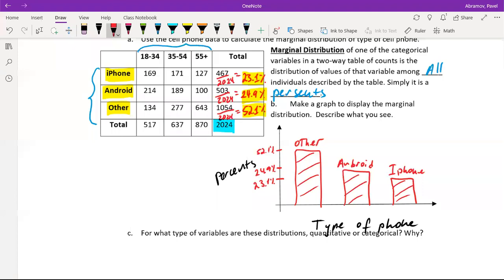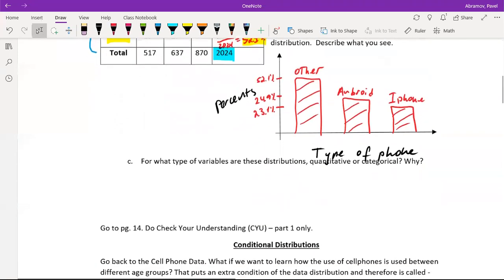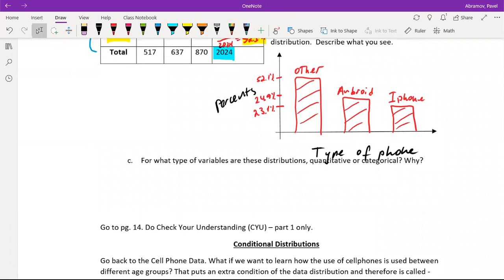Okay, so this is a bar graph for our marginal distribution, and from having this visual, we can maybe make some analysis. So please notice that at least in 2013, the other types of phones were more popular than Androids and iPhones. So actually, let's answer some type of a question here. So for what type of variables are these distributions?